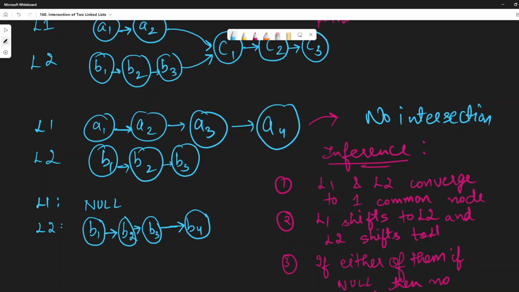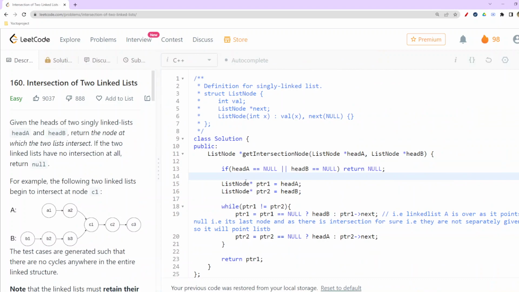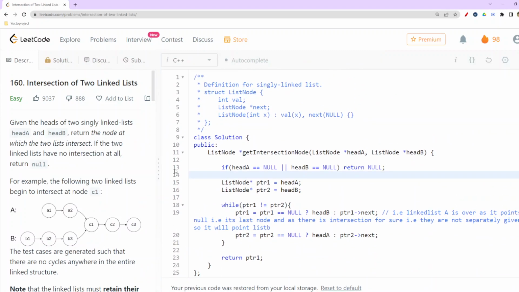So let me show you how we are required to code it. At the first step, if either of them is null, then we are required to return, that is the edge case. And then we will be taking 2 pointers, one for head A and the other one for head B, so that we could traverse both of the linked lists.